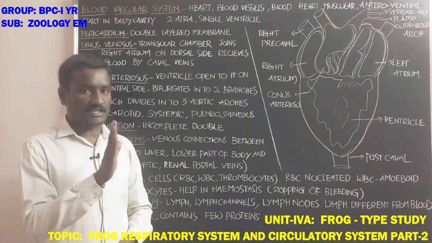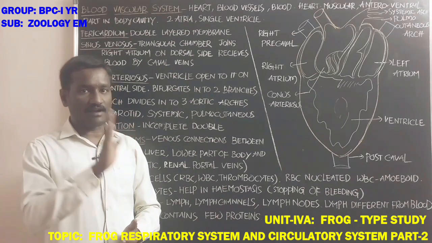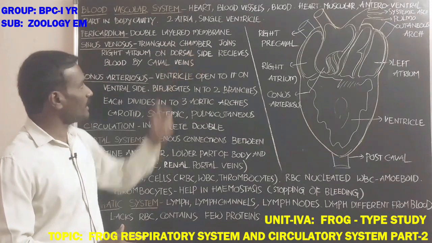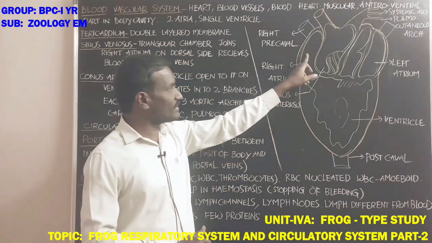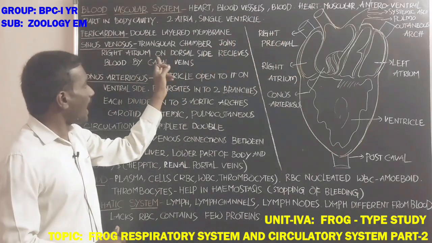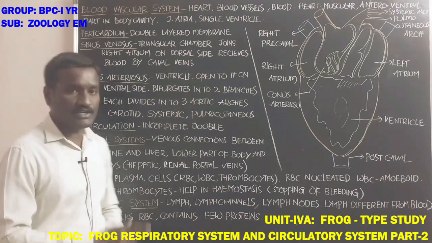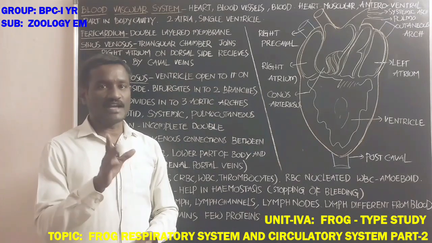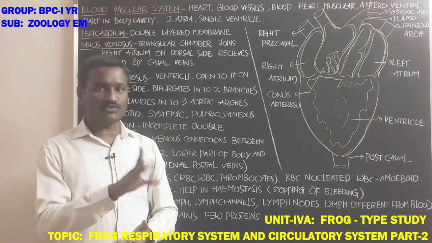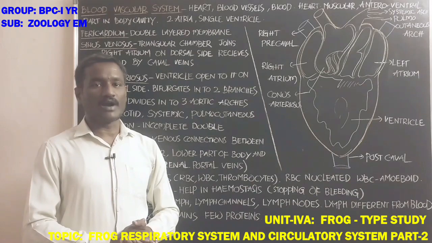Blood circulatory system of the frog is related with sinus venosus and conus arteriosus. Sinus venosus, it is the triangular chamber and it joins with the right atrium on the dorsal side and receives blood through the 3 caval veins. Sinus venosus, joined with the right atrium, receives the deoxygenated blood from 3 caval veins.